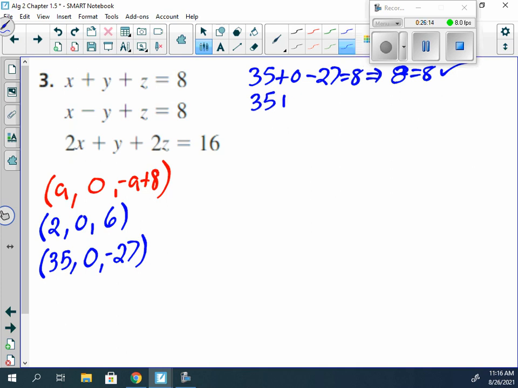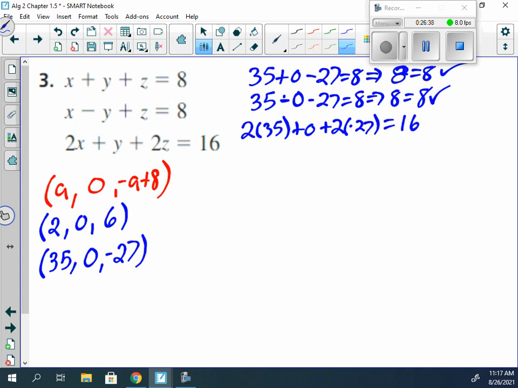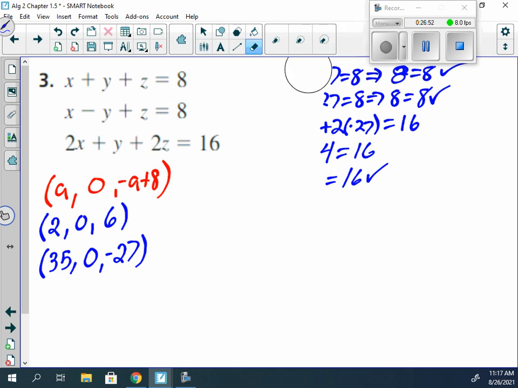Here, 35 plus 0 minus 27 is equal to 8. Well, essentially that's the same thing with the first one. Even though I wrote plus 0, it really doesn't matter because 0 is neither positive nor negative. And lastly, we have 2 times 35 plus 0 plus 2 times negative 27 equals 16. 2 times 35 is 70. 2 times negative 27 is going to be negative 54. And 70 minus 54 is 16. So that works. So Kim, what do you want to try?